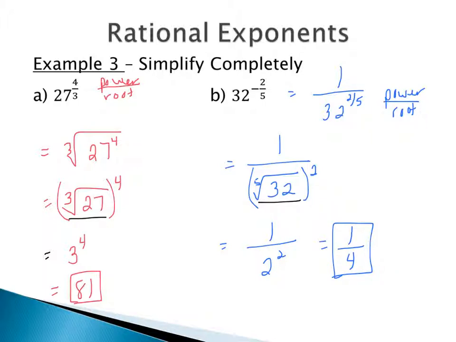You can do this in your calculator to check. If you're doing 27 to the 4 thirds, you would type in 27, use that caret, and then you need to use parentheses to do 4 divided by 3. If you don't use parentheses, it's going to do 27 to the 4th power, get that answer, and then divide it by 3. Remember, your calculator does order of operations. Without parentheses, it's not going to do that first. Same thing, you can check the 32 to the negative 2/5 in the same way.